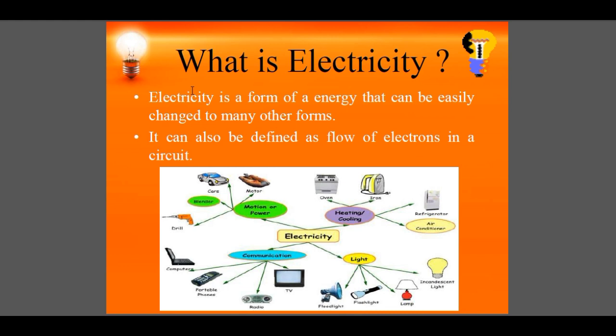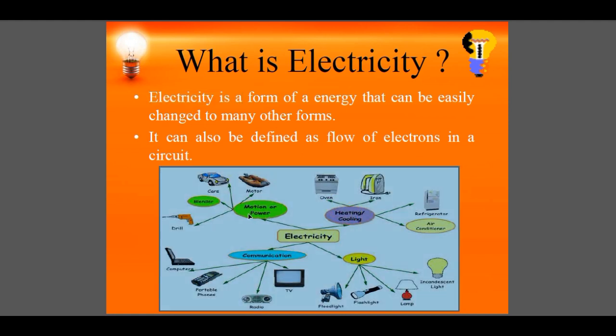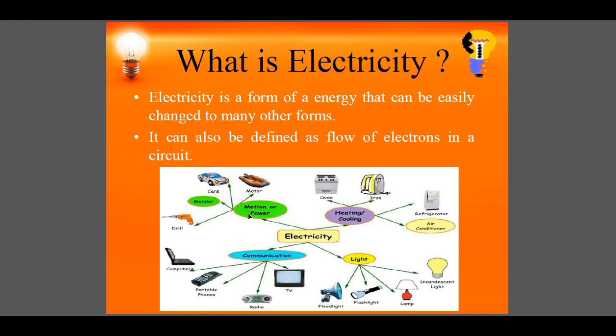As we know, in class 9th we studied conservation of energy, which says that energy of any system can be transformed into other forms. Similarly, electricity is also a form of energy which can be transformed into different forms, like light, communication, heating and cooling, as you can see here. These are the forms to which we can convert electricity. In the further chapters we will discuss more about how to convert this electrical energy into other forms.